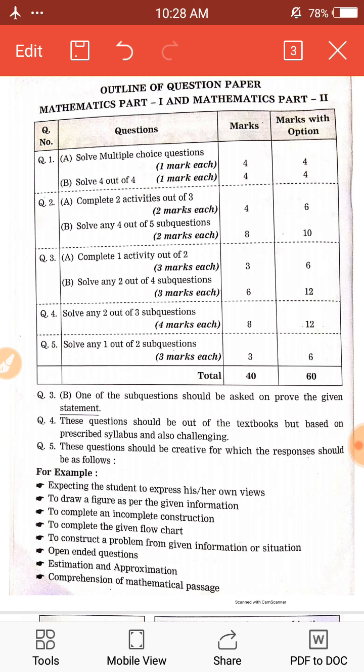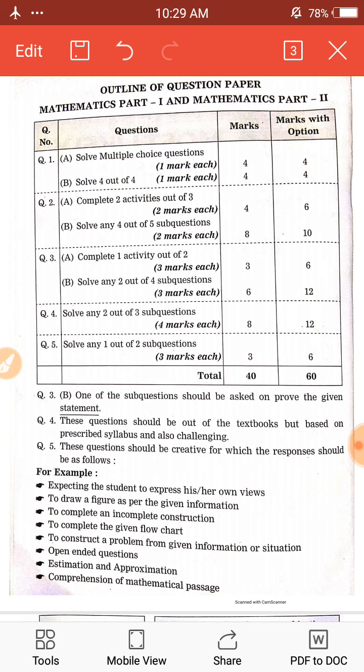Now let us see question number 1. 1A, solve multiple choice questions. There will be 4 questions, each for 1 mark. Without option 4 marks, and with option also means there are no options, it is a compulsory question. In question number 1A, objective type, these questions are based on your knowledge and understanding of the subject. You will not get these questions ready made, but you can cover these questions if you have proper understanding and knowledge of the subject. Question 1B, it is short answer questions.